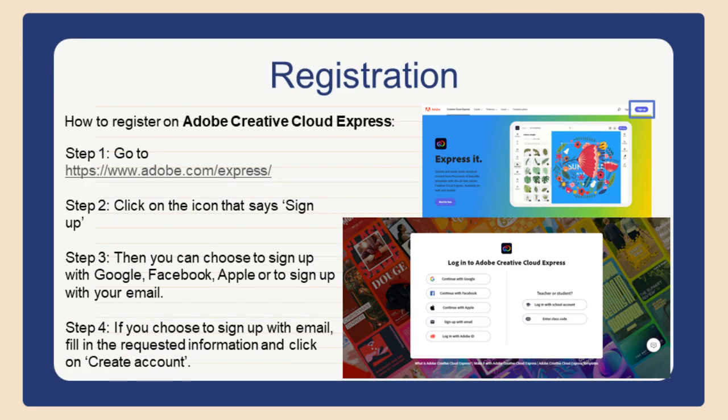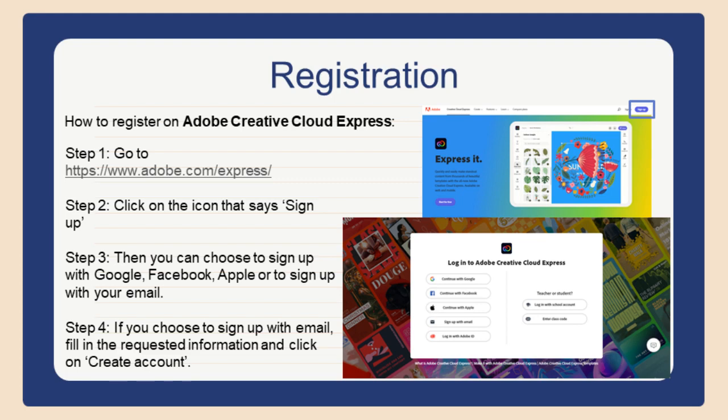To start using Adobe Creative Cloud Express, you must register first. To do that, you must go to their website, which is www.adobe.com/express/. Then, you must click on the icon on the upper right corner that says Sign Up. Once you click on it, you have several options. You can choose to sign up with Google, Facebook, Apple, or to sign up with your email.